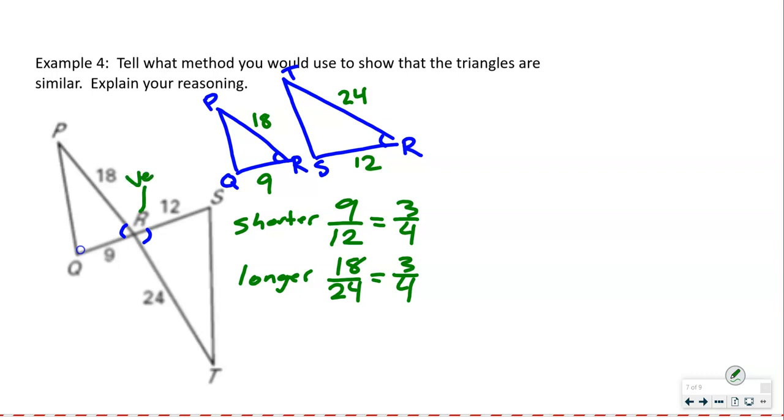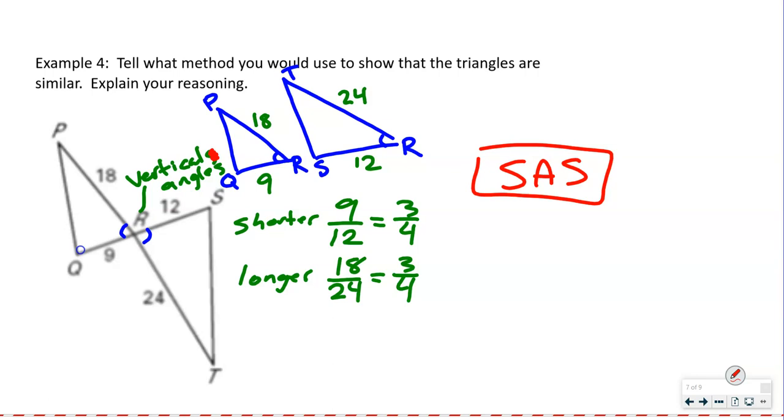So we have these two sets of sides proportional, and our included angle is congruent because they're vertical. Maybe make a note there, we've still got vertical angles working for us. Vertical angles, not verticals. Our sides are proportional, so we're able to show them similar by side angle side. Our reasoning was, like I said, we've got proportional side lengths and the included angles are congruent.